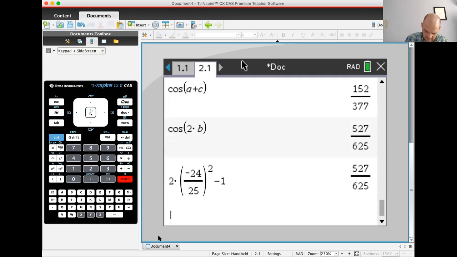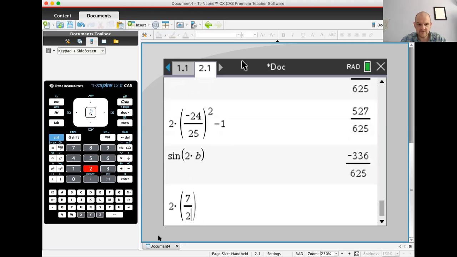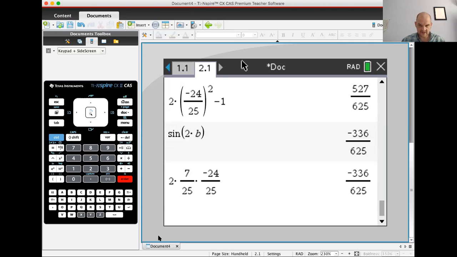527 over 625. All right, and then the sine of 2b is that, and we got 2 times 7 over 25, and then negative 24 over 25. So negative 336 over 625. Negative 336 over 625. All right, we got all of our values.